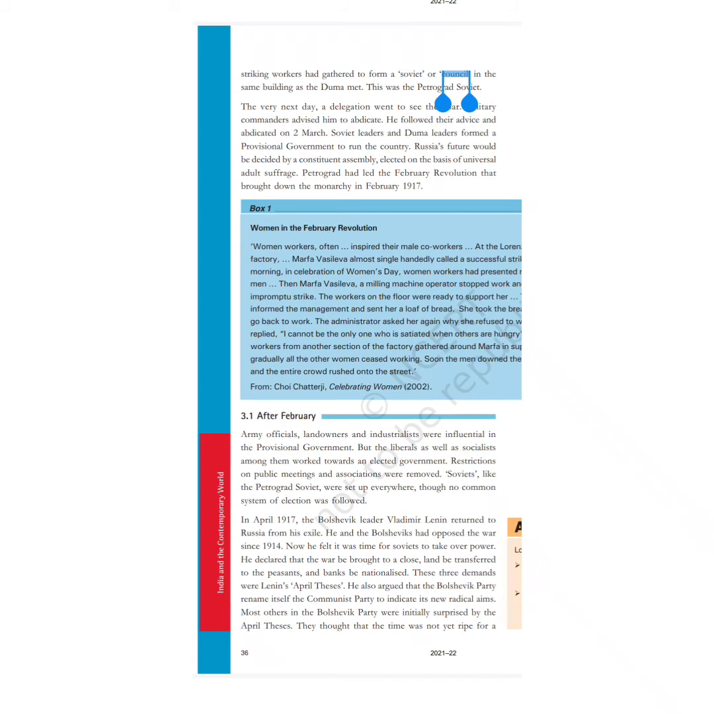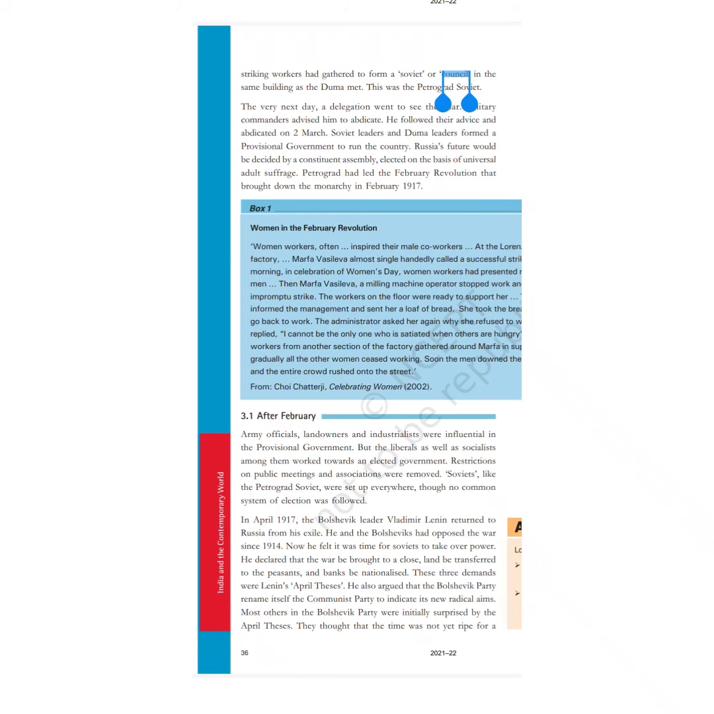So class, army officials, landowners and industrialists were influential in the provisional government. Many of the army officers, big landowners and industrialists influenced the provisional government. But the liberals as well as the socialists among them worked towards an elected government, and restrictions on public meetings and associations were removed.